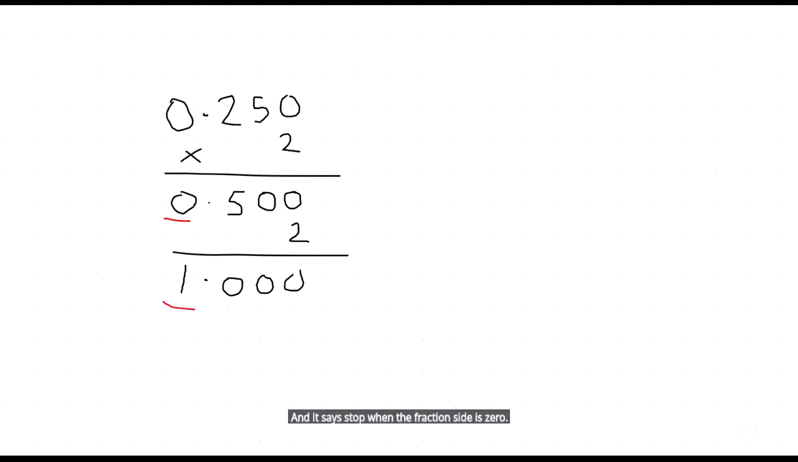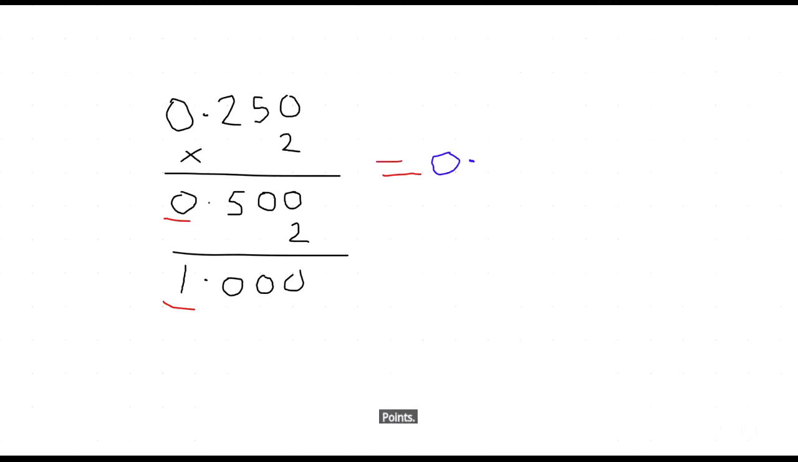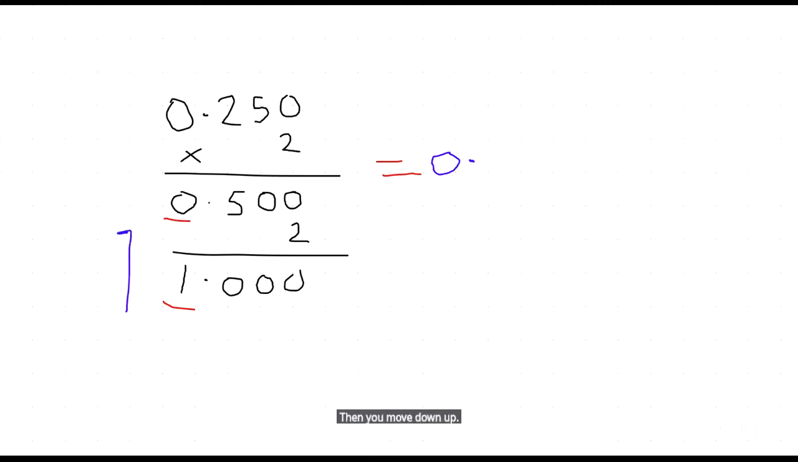So the answer will be, listen, since it is a fraction, have you heard my explanation? Since it's a fraction, it must be 0. I've not touched anything here. Since it is a fraction, it will be 0. Then you move from down up. 1, 0. Since it is a fraction, right? 0.10.